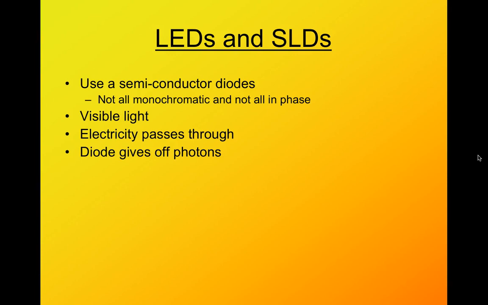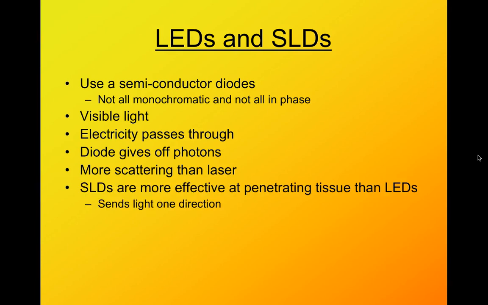The energy will pass through the semiconductor. The diode gives off photons, but again, they're not monochromatic and they're not in phase, and there's also more scattering than with a laser. So they're more divergent than the laser beam is. SLDs typically are brighter, so they seem to be more effective when we start talking about actually penetrating the tissue and treating conditions in the body than the LEDs. They send light in just one direction, whereas LEDs are more scattered. If we're talking about being more scattered in general, that means less energy to the tissue, which means less depth of penetration. So SLDs are slightly deeper than our LEDs, but they're not as deep as our lasers can be.